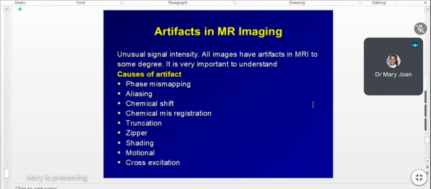And artifacts in MR imaging are unusual signal intensities. All images have artifacts in MRI to some degree. It is very important to understand the causes of artifacts. Phase mismapping, aliasing, chemical shift, chemical misregistration, truncation, zipper, shading, motional and cross-excitation artifacts can all result in image artifacts.